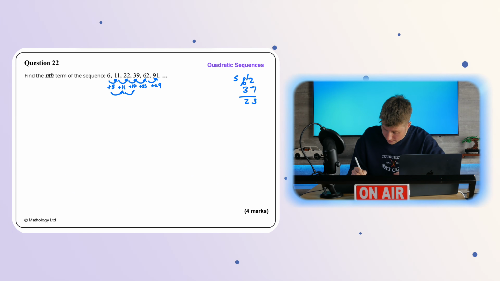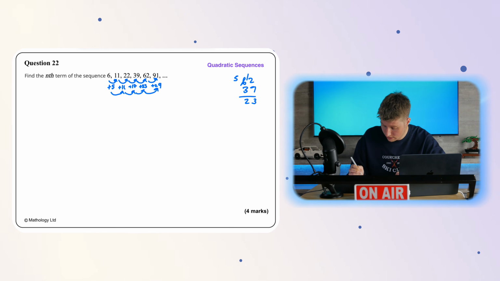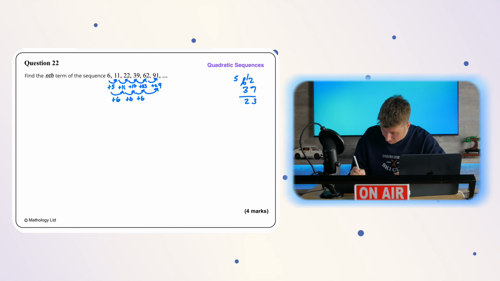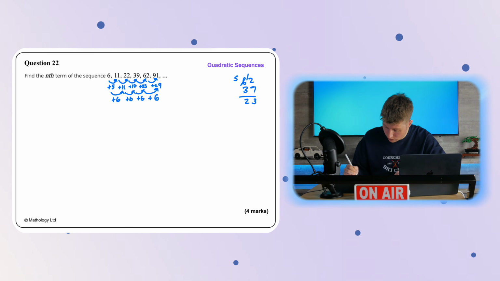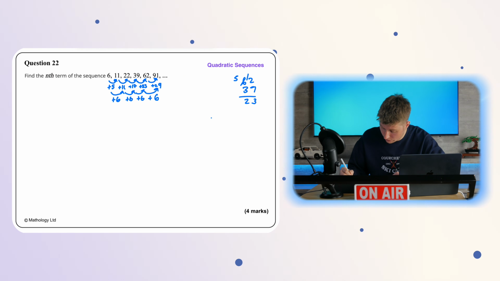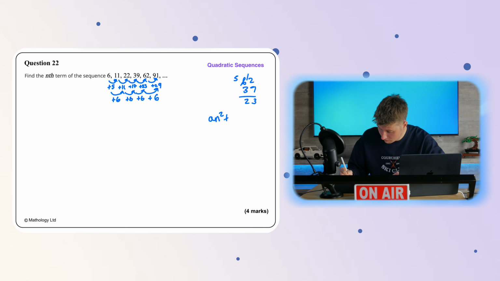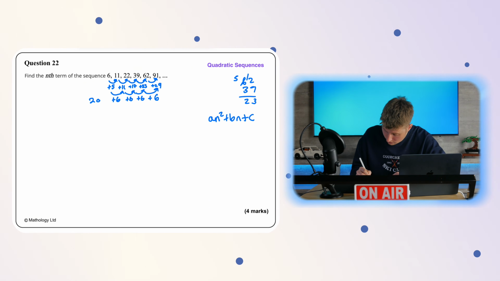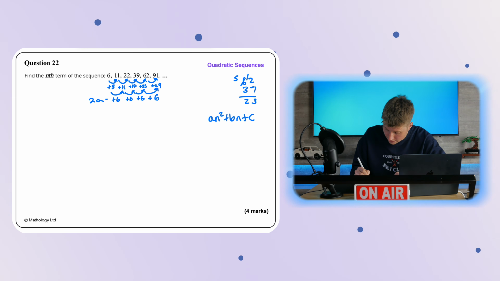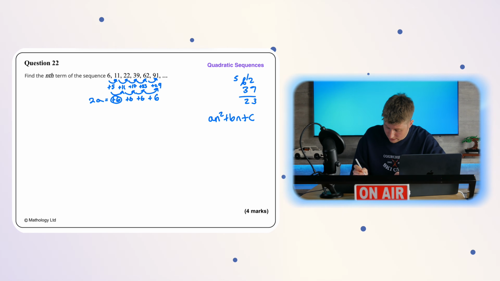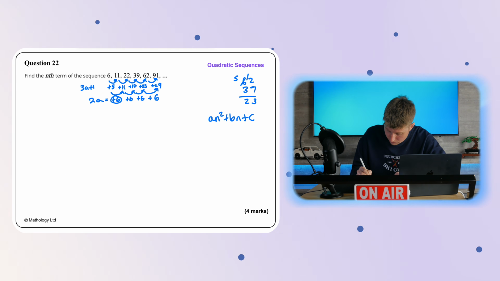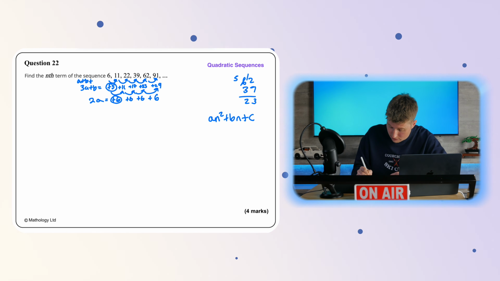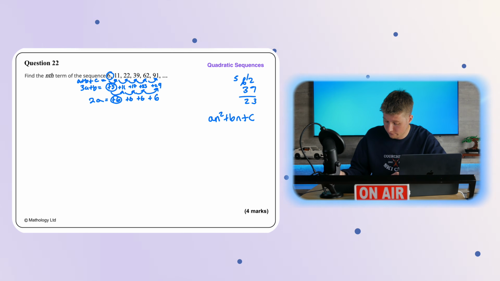So the jumps between these values here in the second sequence is plus 6. And a quadratic sequence for the nth term is an squared plus bn plus c, where to get a we can say 2a is equal to the first term of the last sequence, 3a plus b is equal to the first term in the second sequence, and a plus b plus c is equal to the first term in the first sequence.